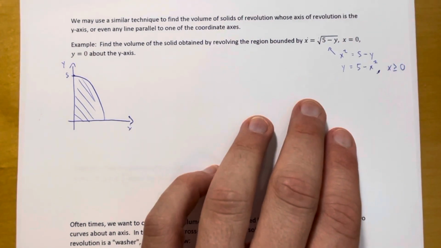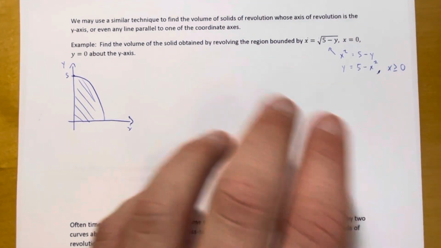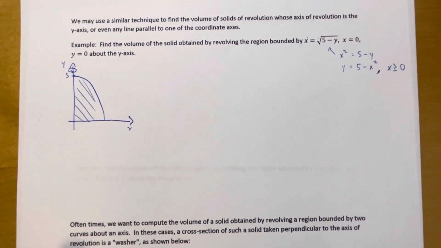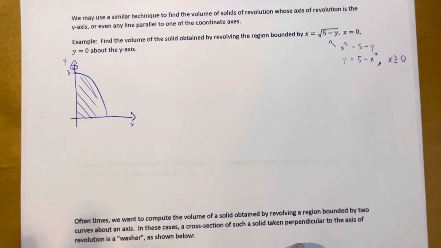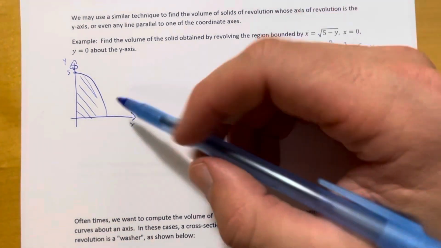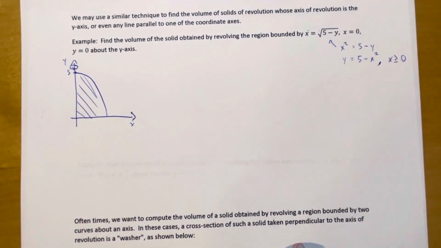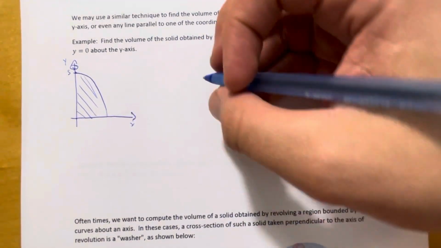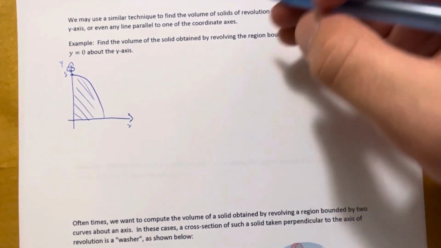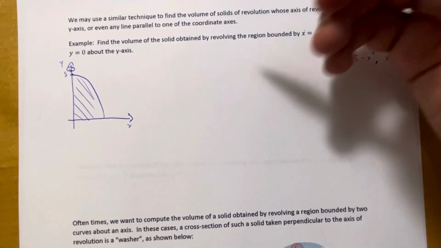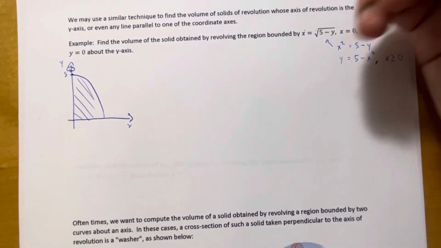And notice also, we are revolving this thing about the y-axis, not the x-axis. So I'm going to give myself this little symbol to remind myself which axis we're revolving around. So now, because we're revolving around the y-axis, the integration is going to all happen in terms of y. It's not going to happen in terms of x. So that means when I set up my integral, not only does my integrand have to be given in terms of y, but my limits of integration also have to be y values.